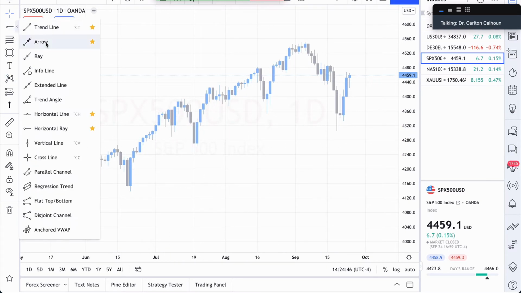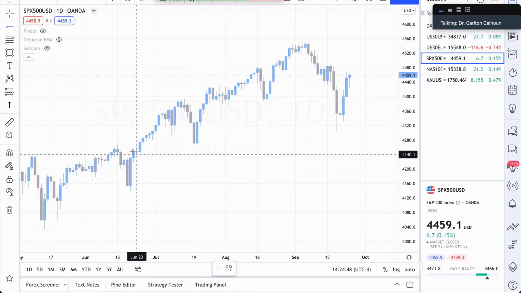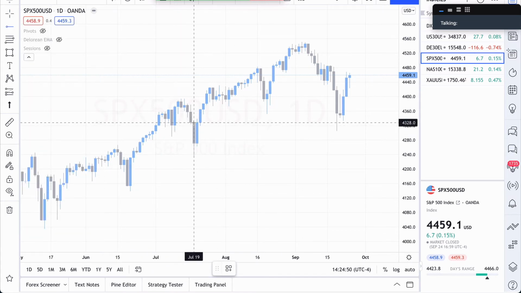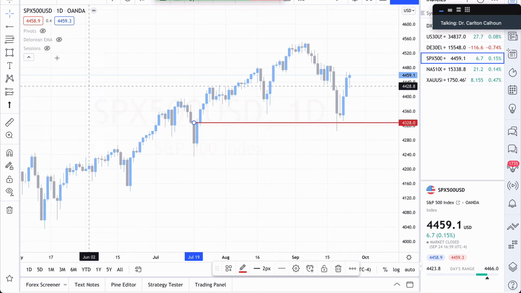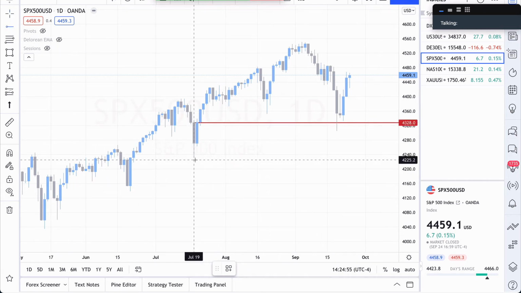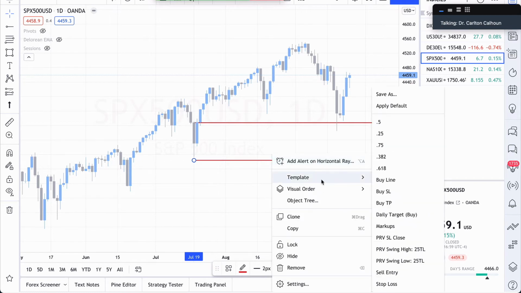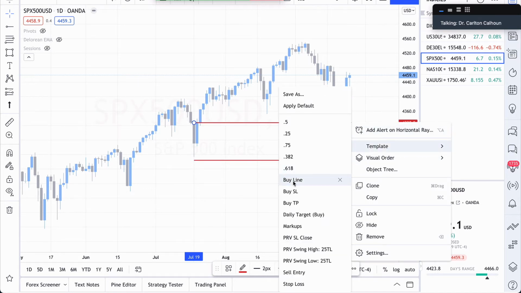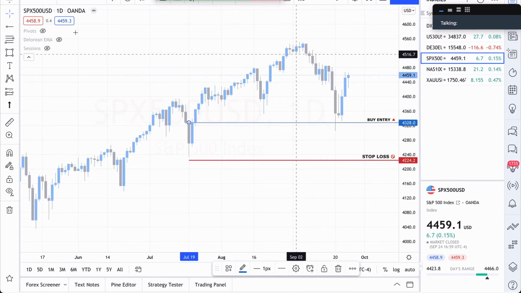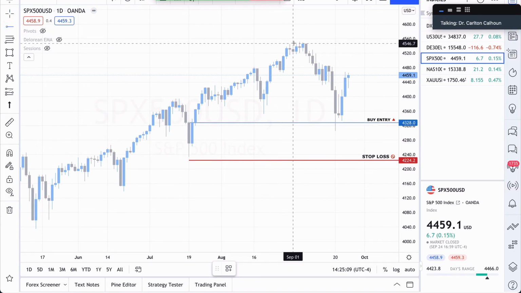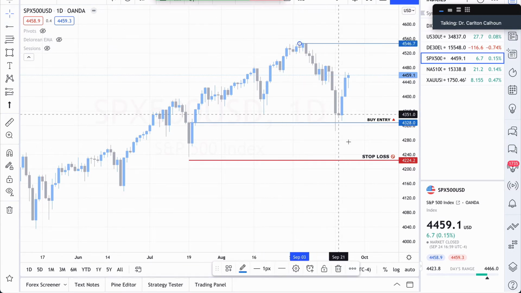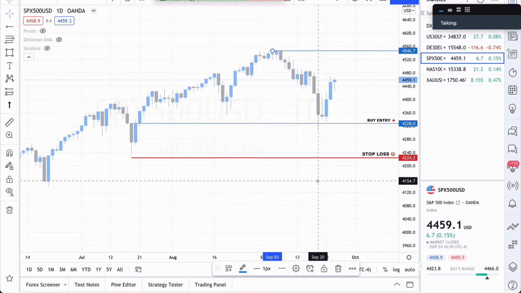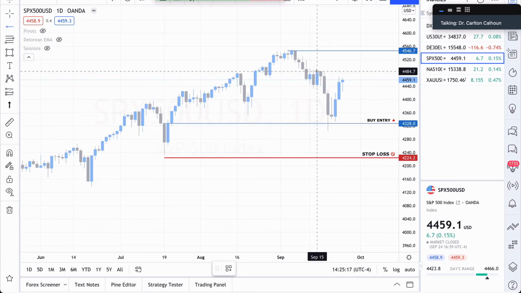Now let me put my fib back. There was the breakout. There was the stop loss. Here is the target. Here's an intermediate target right here.